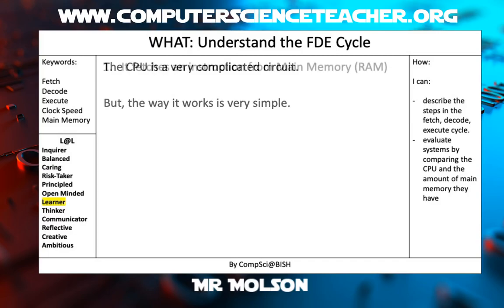The way the CPU works is really simple. It just does three things. Instruction number one is that it fetches an instruction from main memory. Another name for main memory, which you might know, is RAM. So it fetches an instruction from RAM, or main memory.